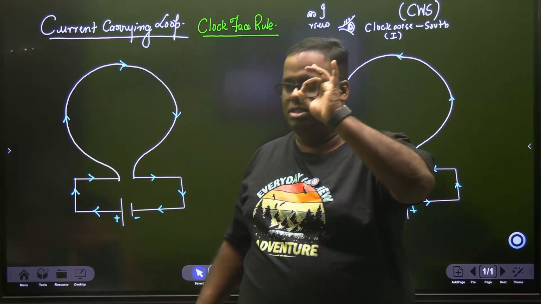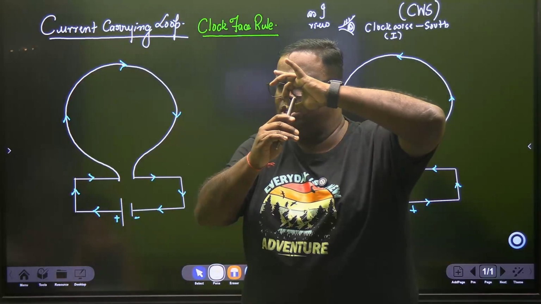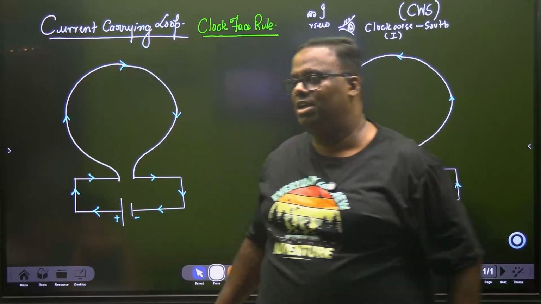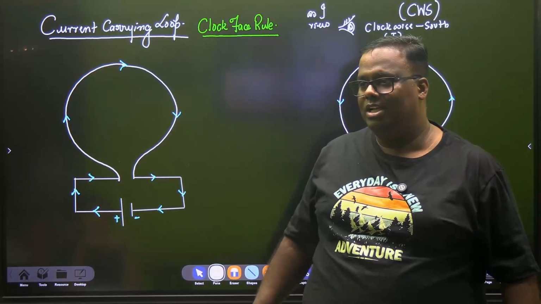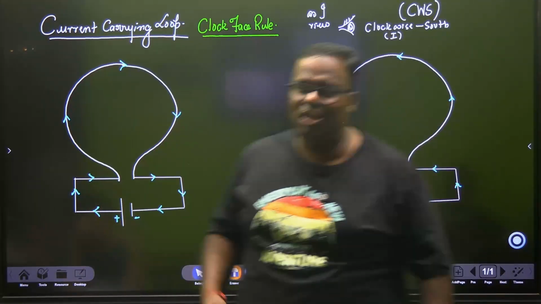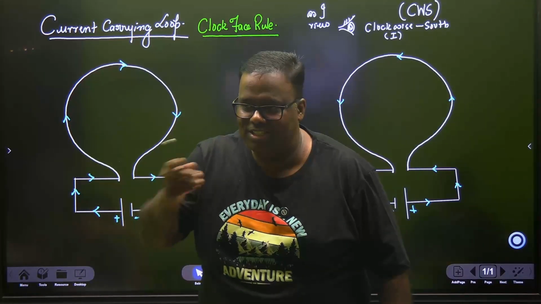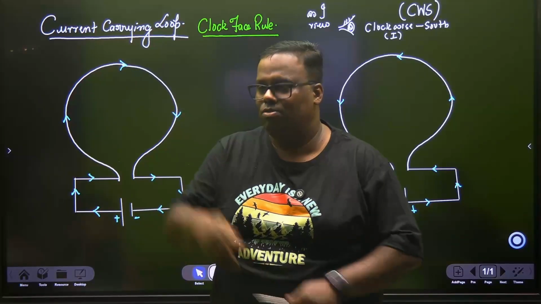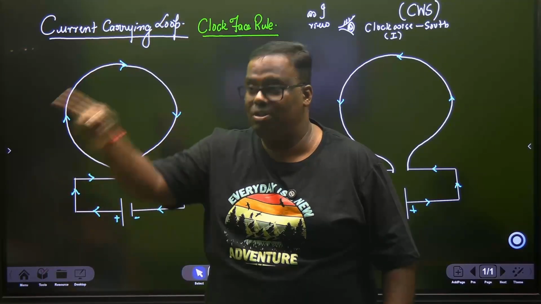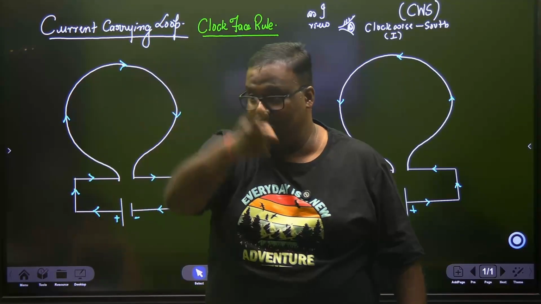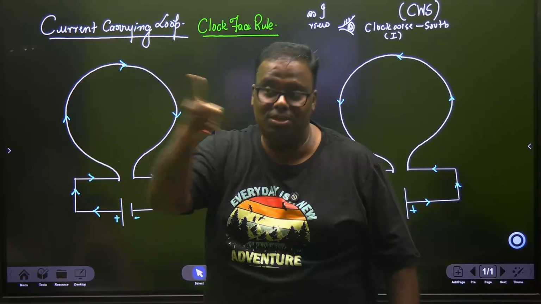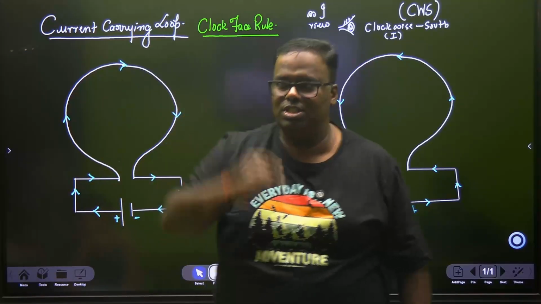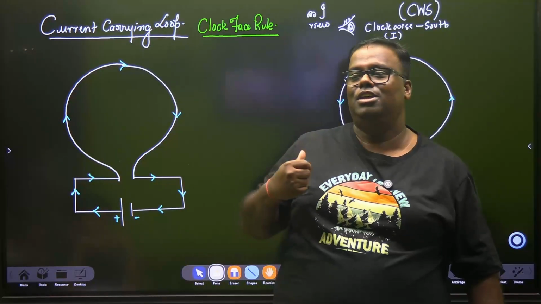See, the loop is like this. From this side, you are seeing south pole. So from the back side, it will be north pole. Right? From the back side, how will you see? Anti-clockwise. Just imagine, I am moving my hand anti-clockwise. How are you seeing my hand? So you are seeing South Pole and I am seeing North Pole.